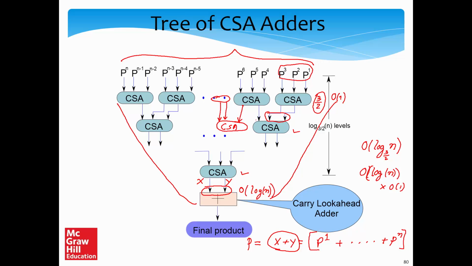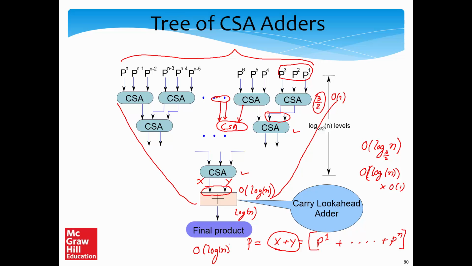So first thing that we do is we add these n partial sums to come up with two numbers x and y, such that x plus y is equal to p1 till pn via a tree of carry save adders, and each carry save adder takes order one time. And since we have log n such levels, the total time is log n. And finally, we need to add x and y with a carry look ahead adder, which again takes log n time. So as we can see, the final result we can get in order of log n time.